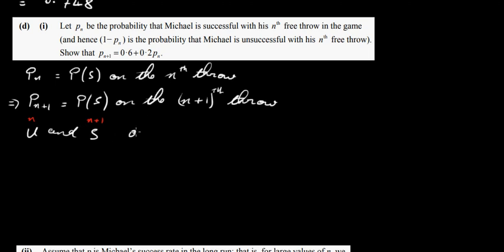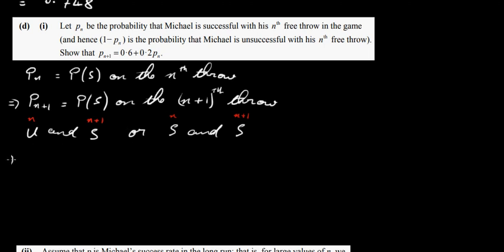Now, or he could have been successful and then successful. So again, this would have been his nth throw, this would be his n plus 1th throw. So we're just looking at both possibilities here. What could have happened on the n plus 1th throw? He could have been unsuccessful previously, or he could have been successful previously. There are only two options. He either got the previous shot or he didn't. So these are our two options. So what happens here then?